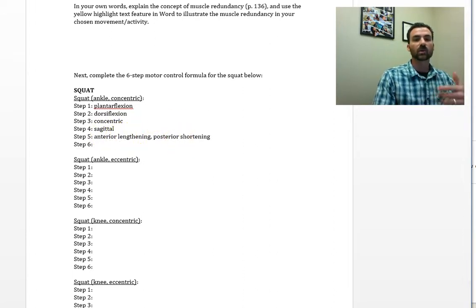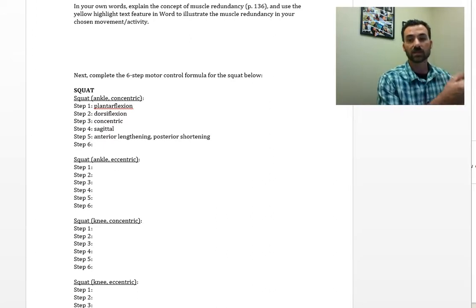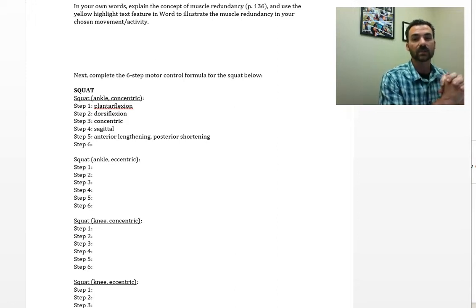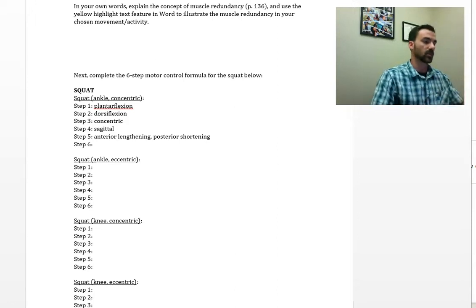So we need to determine which muscles must be producing or controlling the movement. Essentially, our agonist muscles. What are the prime movers here? And we know at the calf, it's going to be typically our gastroc, our soleus. We can go into the digitorum longus or the plantaris, but I need to see at least the gastroc and the soleus for this example here.